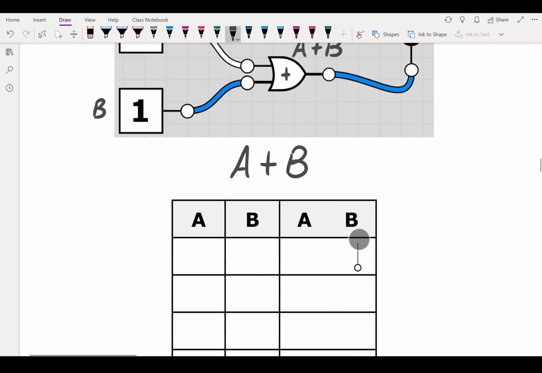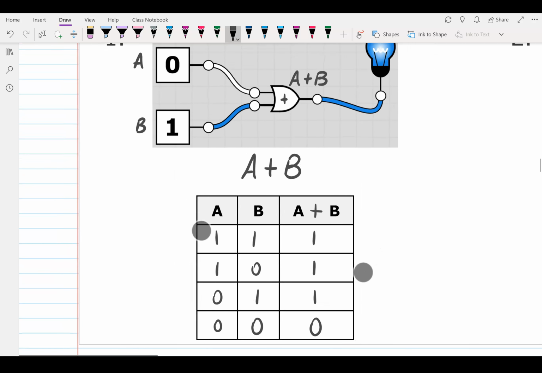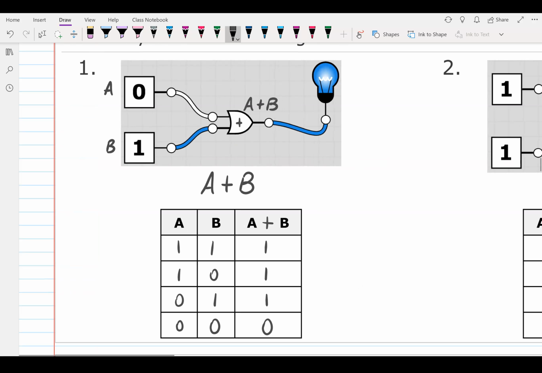The truth table is written for you, or at least it's set here for you. You just need to fill in the blanks. So this is A plus B, also known as OR. 1 1, 0 0, 1 0, 1 1, or sorry, 1 0 1 0. 1 or 1. 1 plus 1 is 1. 1 plus 0, 1. 0 plus 1, 1. 0 plus 0, 0.